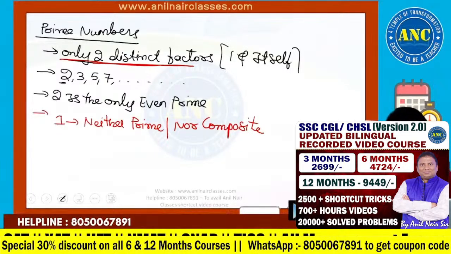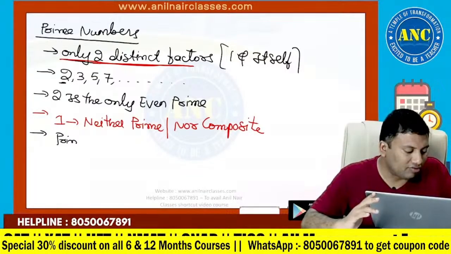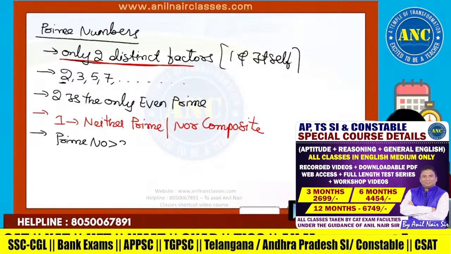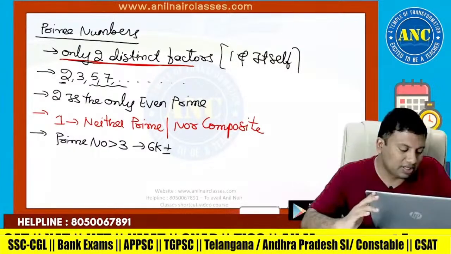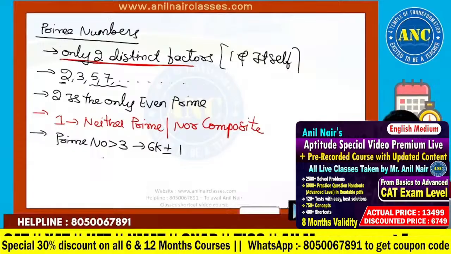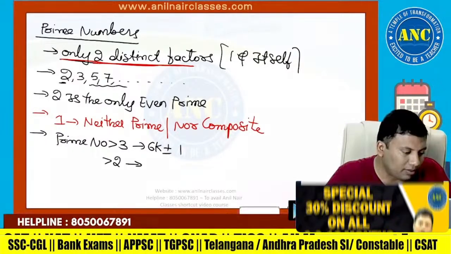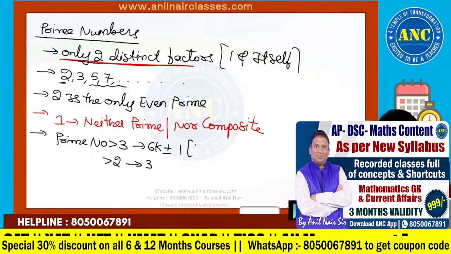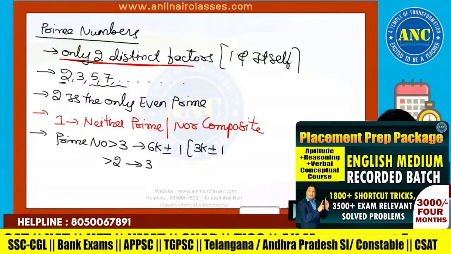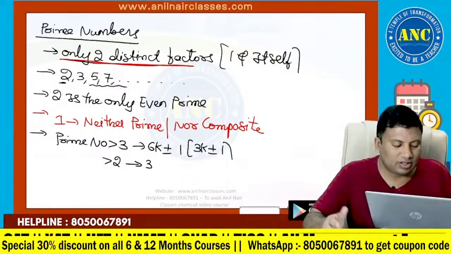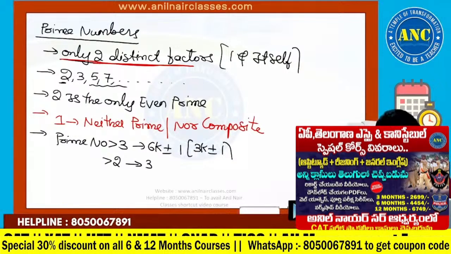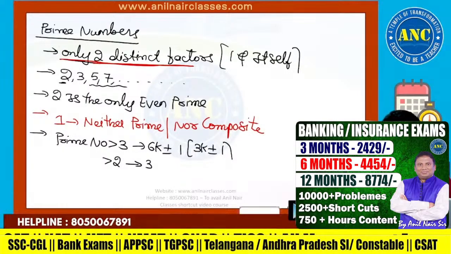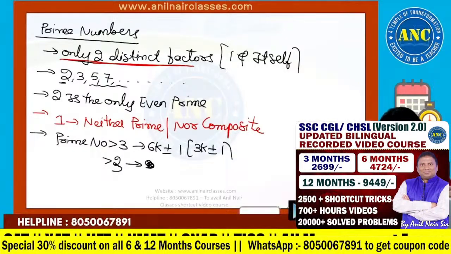Next one. If you observe, every prime number greater than 3 is of the form 6k plus or minus 1. Depending upon the question, you can take anything. It can also be of the form 3k plus or minus 1. 3 into 2 minus 1, 3 into 2 plus 1, like that you can generate your form.